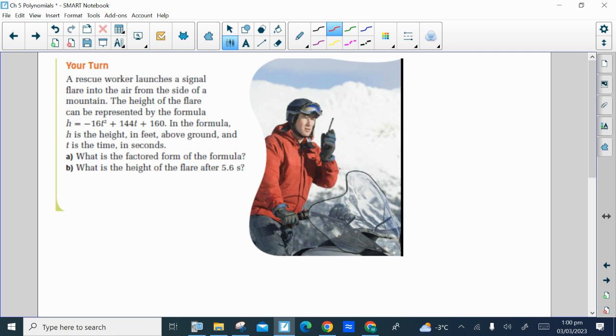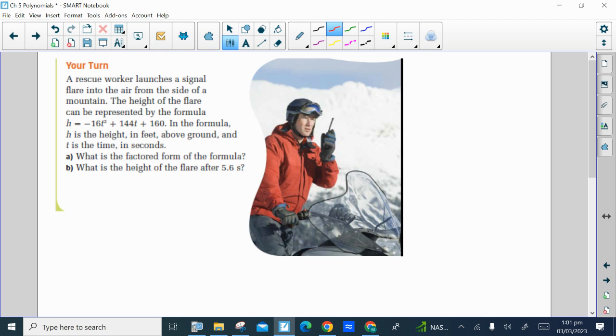Or maybe it's a football being kicked or thrown. Again, the path of that ball will follow a path that can be represented by this type of equation, where the highest power is 2 and the number in front of the squared term is negative. They'll all have that in common. The rest of the equations might be different, but the first term will be squared and the number in front of the squared term will be negative.